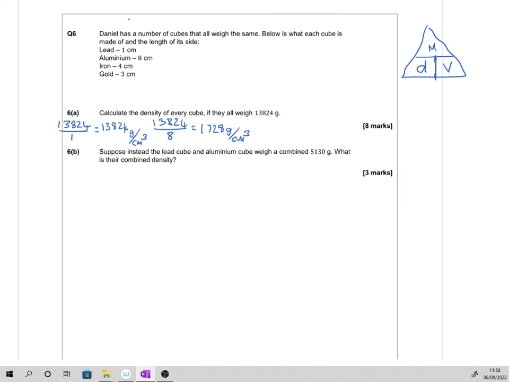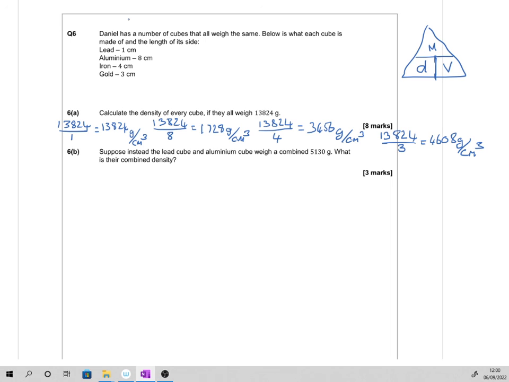The third one is 13824 divided by 4, which is 3456 grams per centimeter cubed. And the fourth one, the gold, is 13824 divided by 3, which is 4608 grams per centimeter cubed.